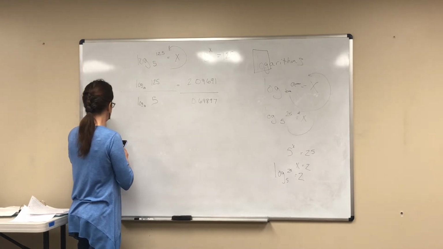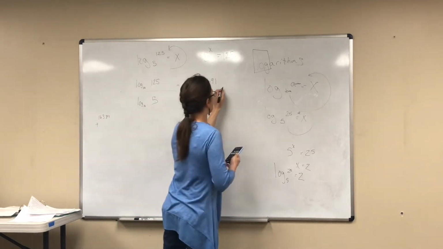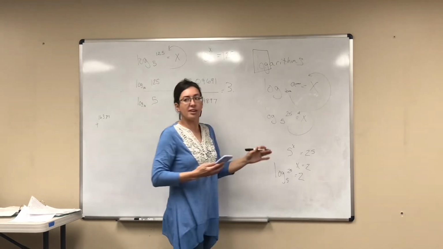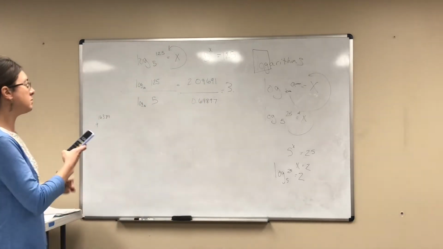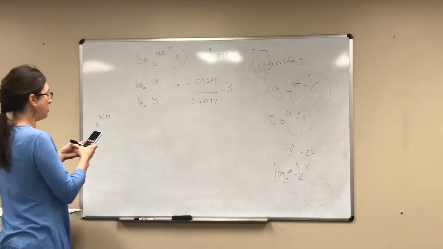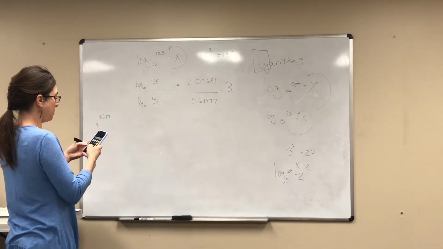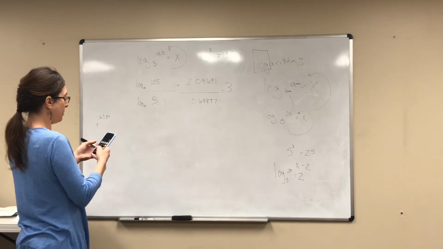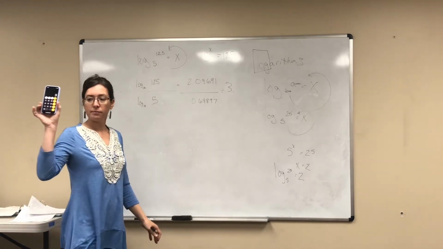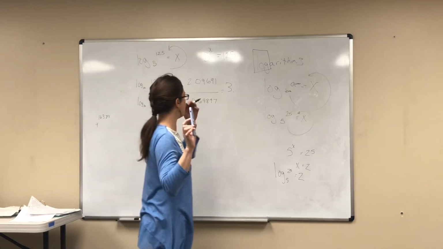Tadrian, divide these two numbers. 2.09691 divided by 0.69897. I got exactly 3. Yeah, exactly 3. Okay?